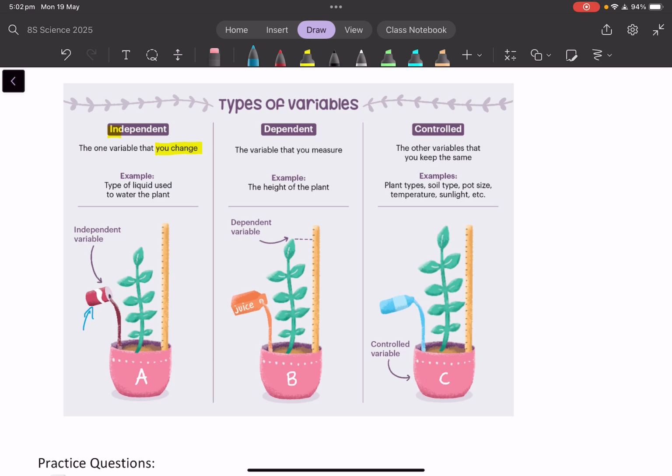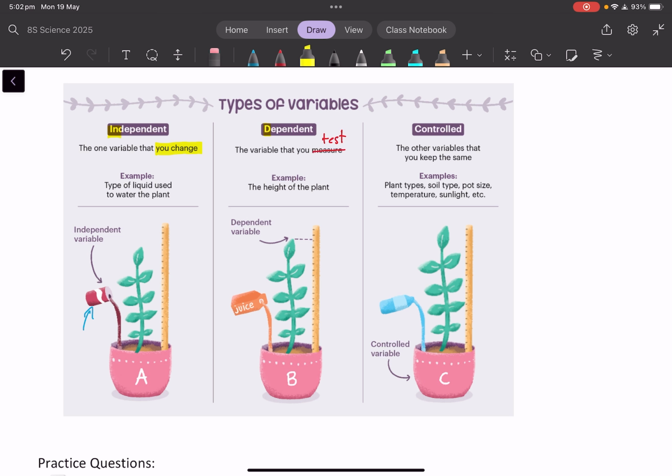Next, we have the dependent variable. And the dependent variable is the one that you test. I actually like to say test instead of measure, because often you measure many different things, whereas in an experiment you are testing one thing. You are deliberately testing one thing. That's how I like to remember it. I am deliberately testing the dependent variable.